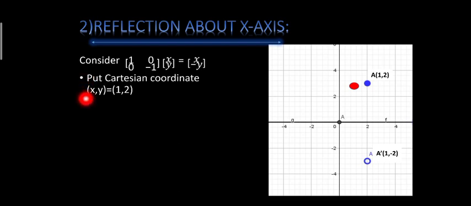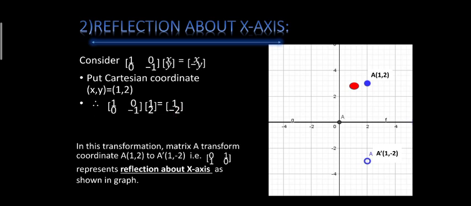Now suppose instead of the column vector x y, we choose a new point 1,2, because we can write a column vector in the form of coordinates. After putting 1,2 we will get 1 minus 2 after multiplication. Therefore, in this transformation matrix A converts the point A 1,2 to A dash 1 minus 2, and it shows the reflection about x axis as shown in the graph.